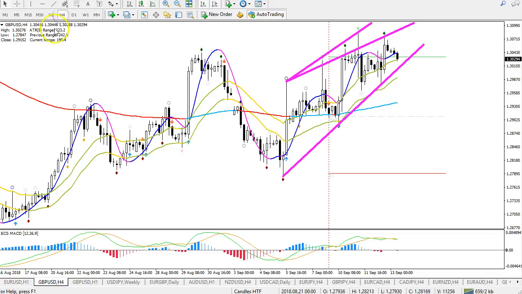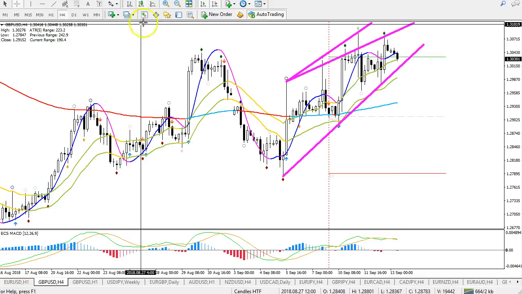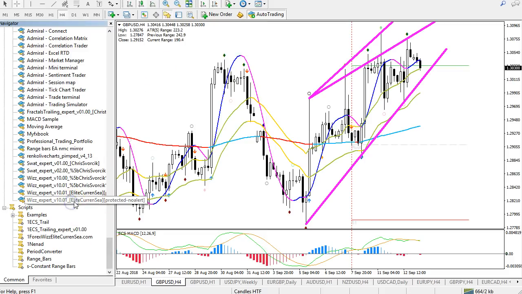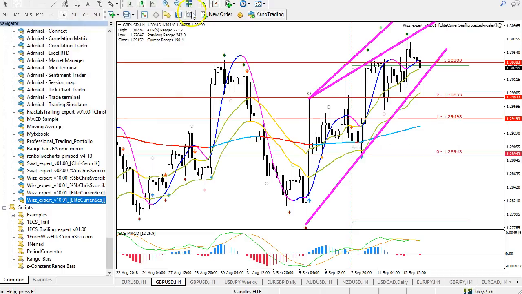Anything, I think, above 130 round level, it would make sense and would probably be a good continuation. If it breaks below 130, it's becoming a little bit less strong, but there we go. And let's take a look at the Wiz levels.